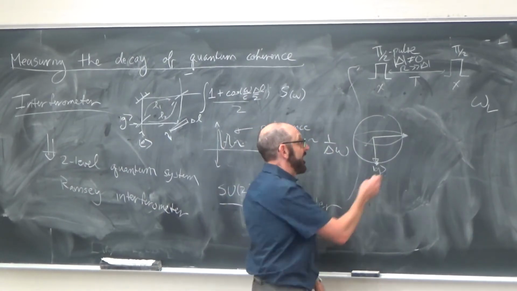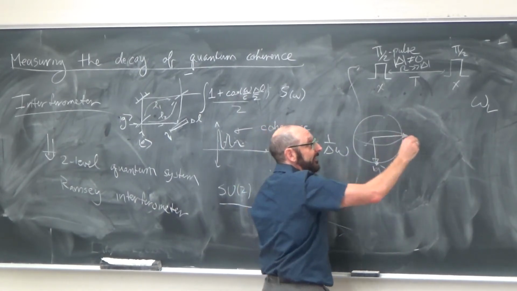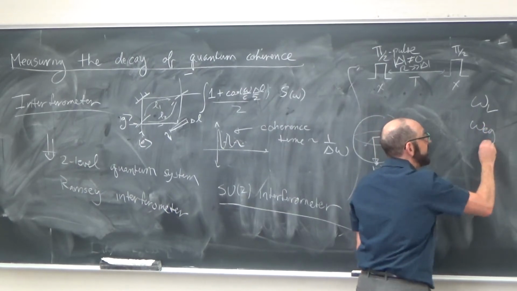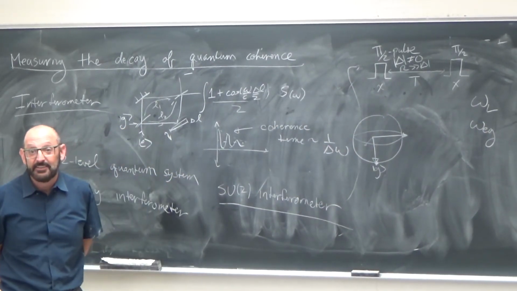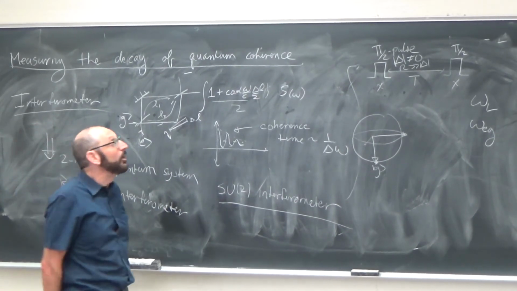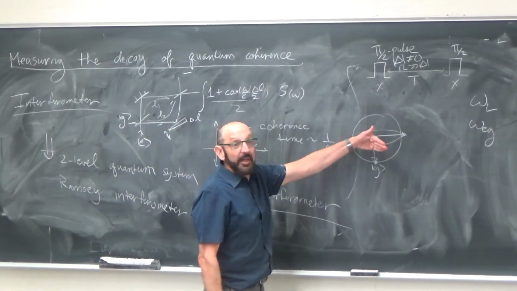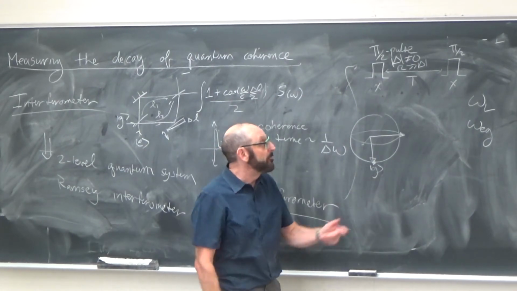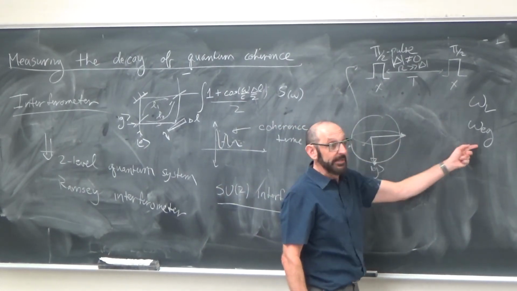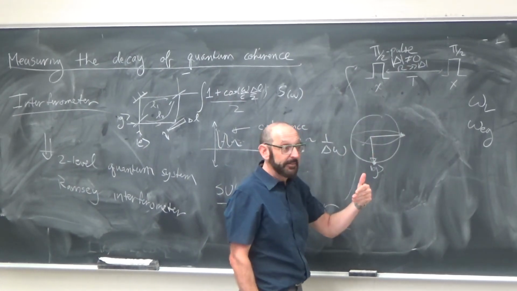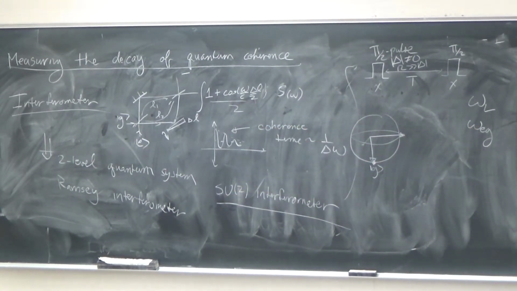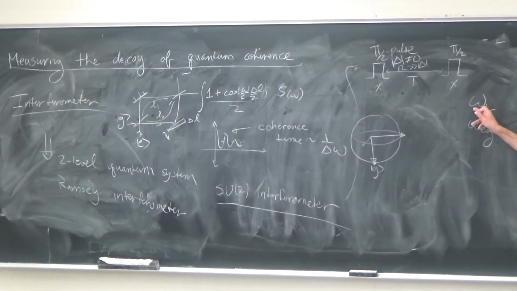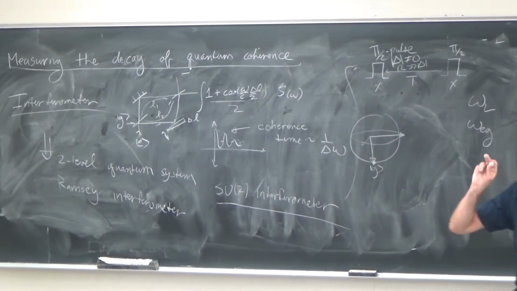In the lab frame, this thing is precessing at frequency omega EG. If they were the same, well then nothing would happen. But because there's a difference between them, due to the detuning, the direction of the Bloch vector is precessing relative to my frequency. That's really important.